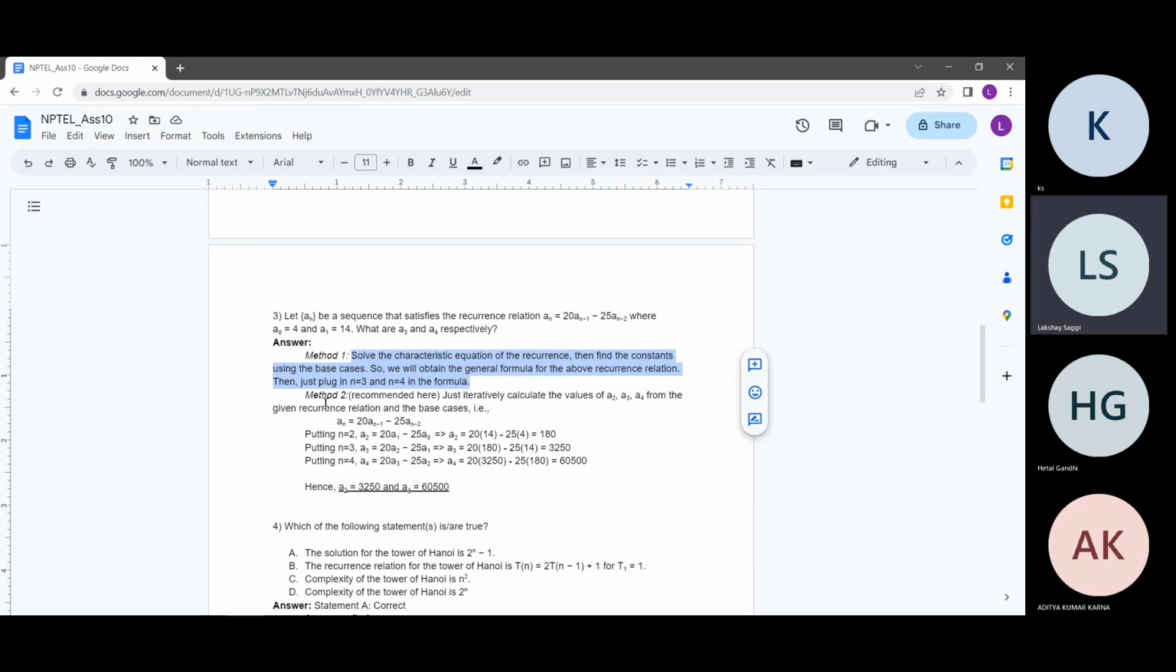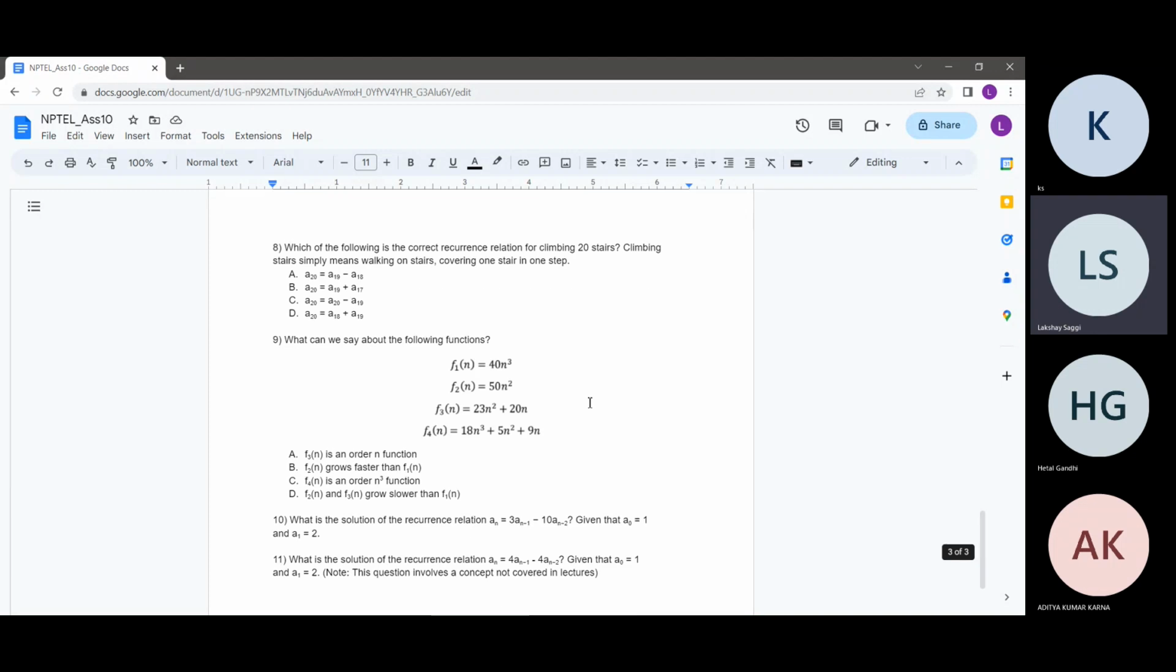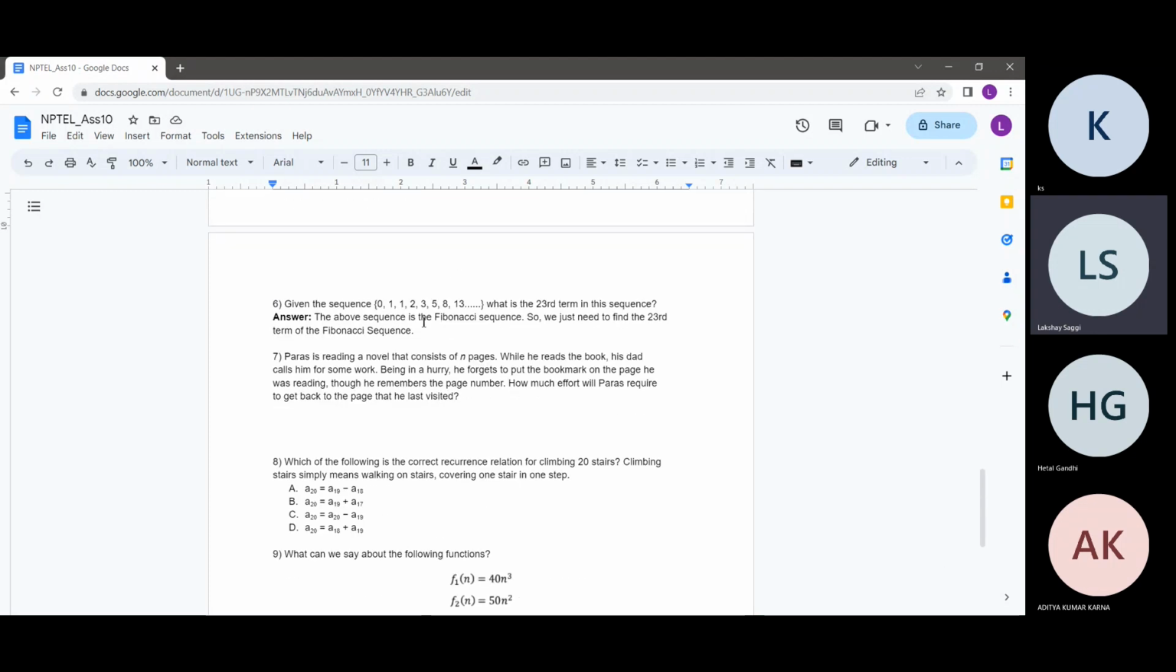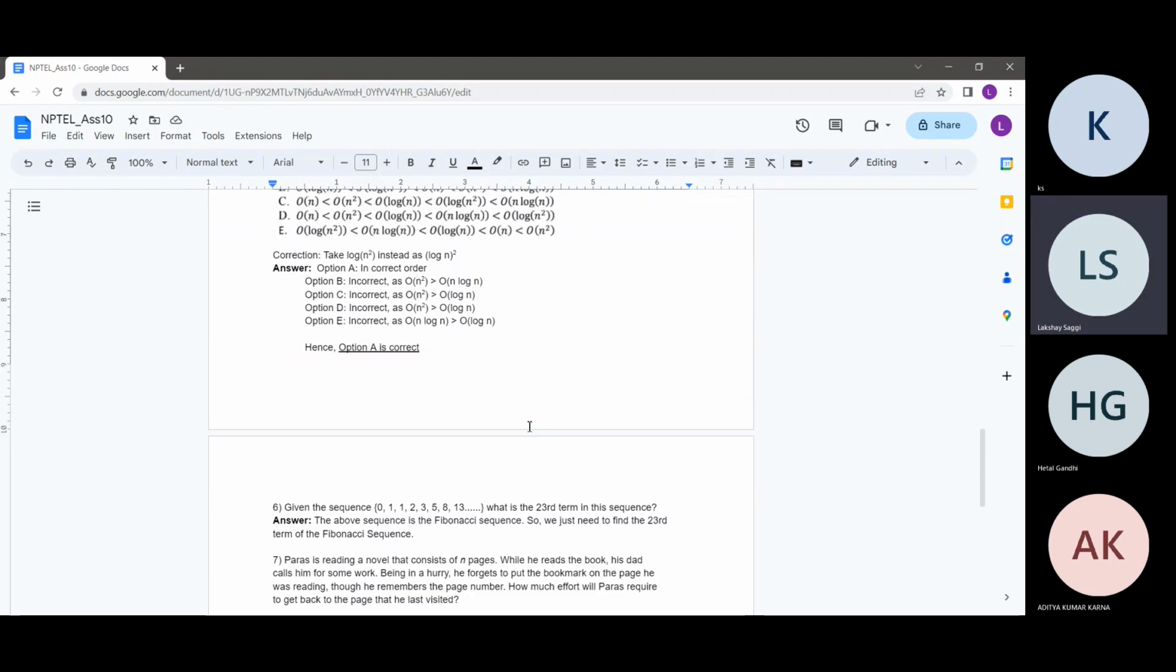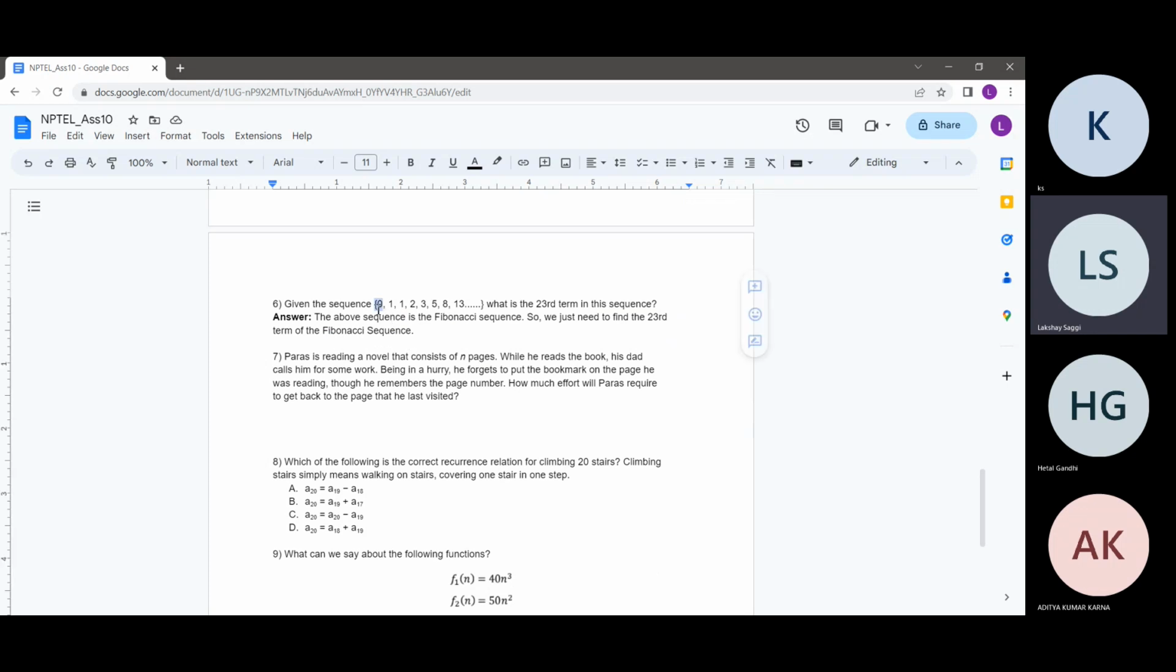A better method, as I recommended here also, is to iteratively calculate the values of A2, A3, A4. This will also involve something like 20 or so steps, but I believe it will reduce the number of multiplications required. So similar to this iterative method, you'll need to just calculate in the Fibonacci sequence.